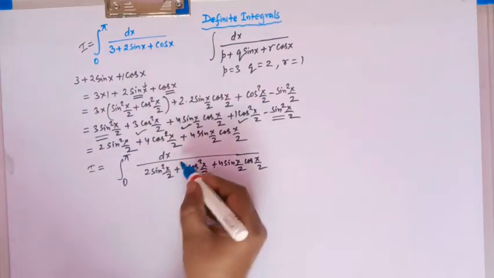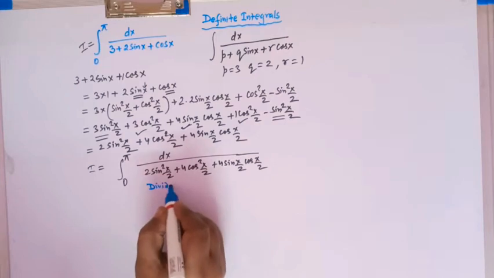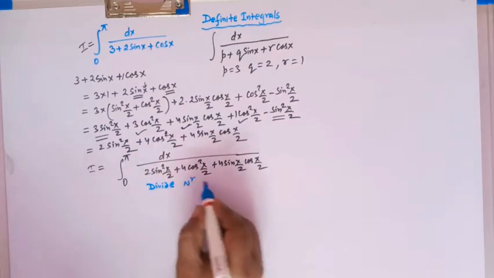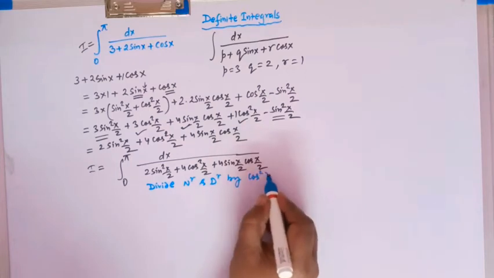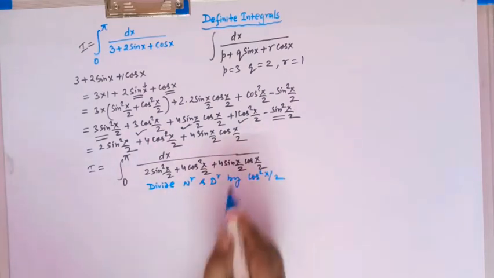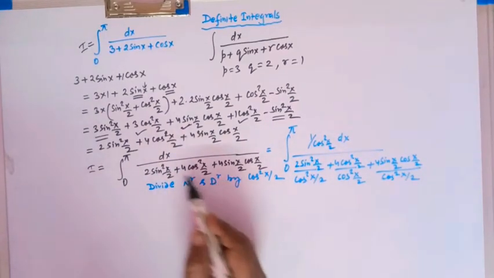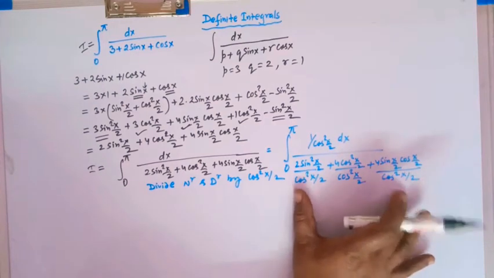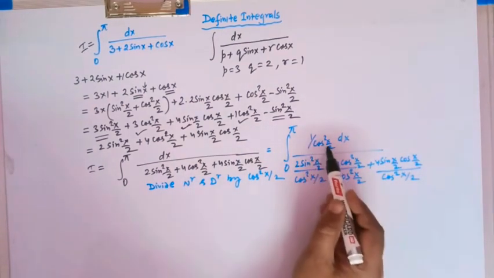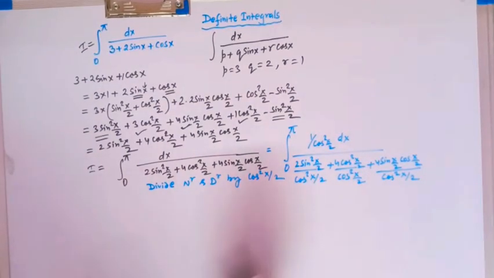What we will do in the next step is divide the numerator and the denominator by cos square x over 2. Dividing the numerator and denominator by cos square x by 2, we get this result: 1 over cos square x by 2 in the numerator, and each term is divided by cos square x by 2.